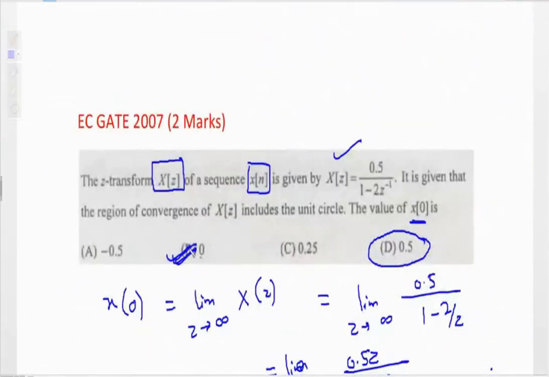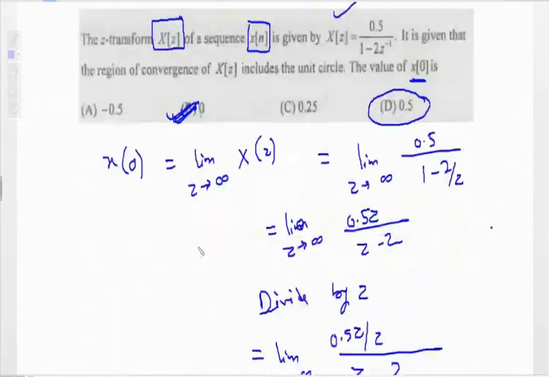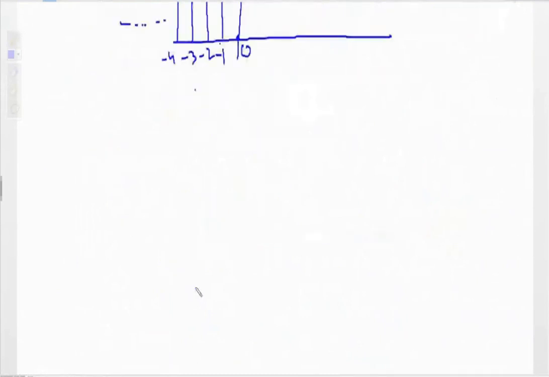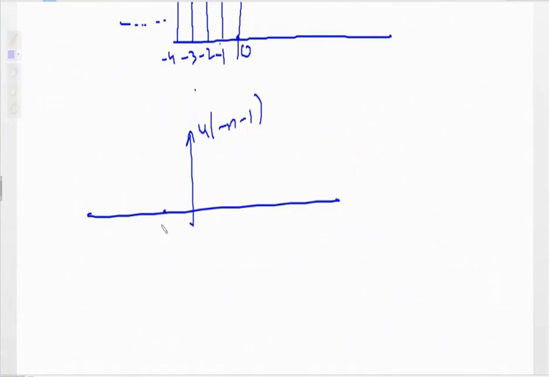I hope you got the point. Once again I will repeat, the graph of u of minus n minus 1 starts from minus 1, amplitude is 1, up to minus infinity. So it is 0 at the origin. So its initial value is always 0.